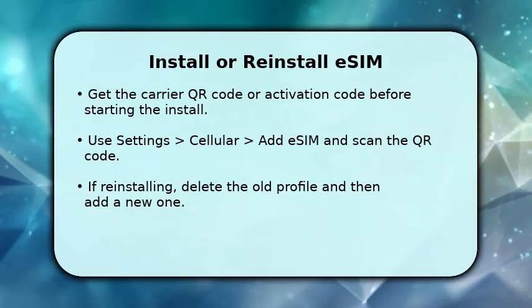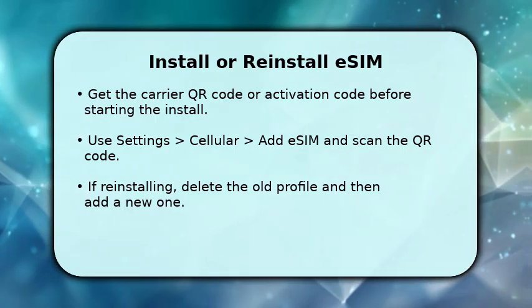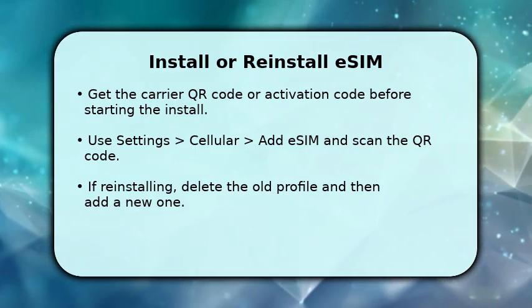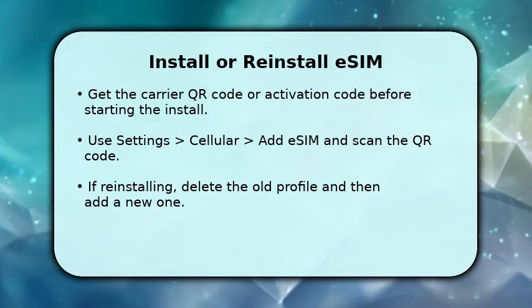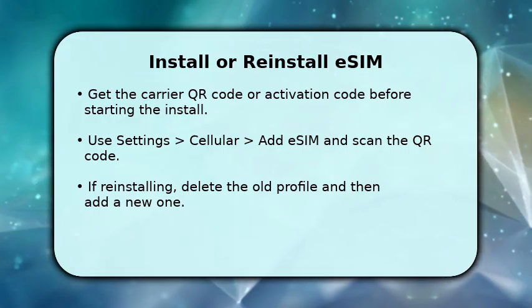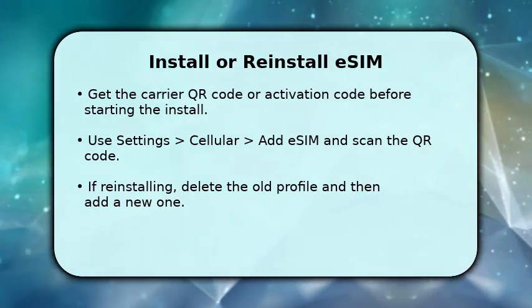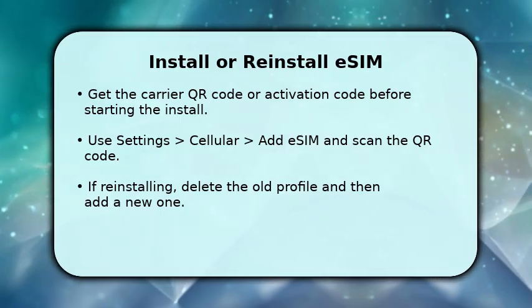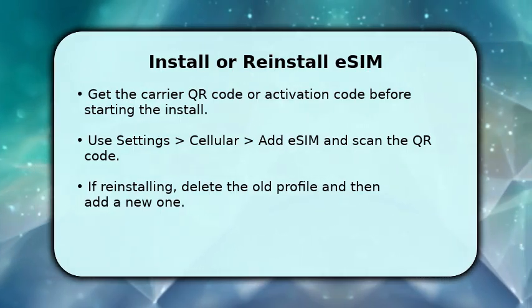Open Settings, then choose Cellular or Mobile Data to begin the eSIM process. Use Add Cellular Plan and scan the carrier QR code or enter the activation code manually. If reinstalling, delete the old eSIM profile first, then reboot the phone and add the new profile. Follow on-screen prompts and accept carrier terms to complete provisioning.